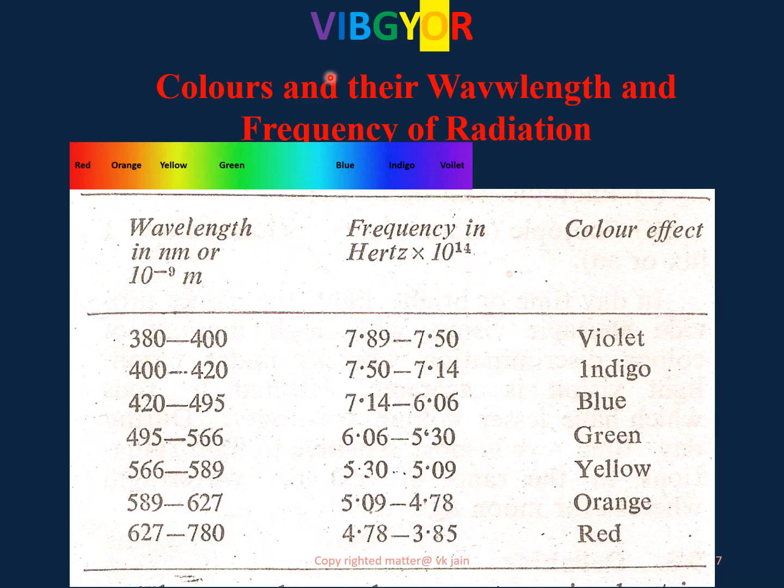Here I have shown the color spectrum of human eye known as VIBGYOR: violet, indigo, blue, green, yellow, orange and red. Colors and their wavelengths are shown in this chart. Here wavelength, here frequency, and color effect created by them.